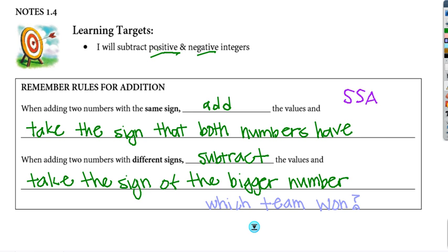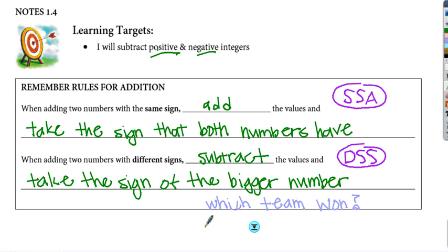Now, another word that we can use to help us remember this better for adding two numbers with different signs. So D for different, S for sign, different signs, we subtract. So DSS will be another key word that we can use to remember this rule. So remember, SSA, same sign, we add, and then DSS, different signs, subtract. I hope that helps you remember it better.